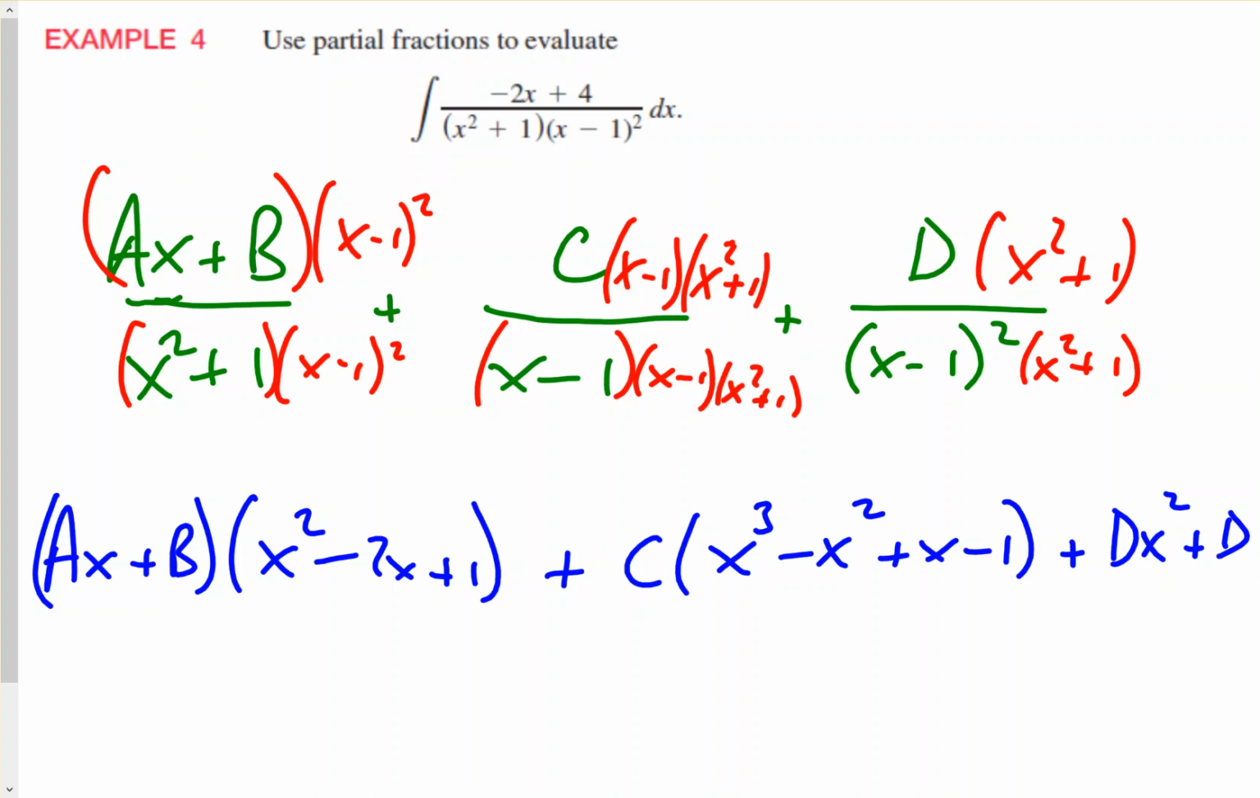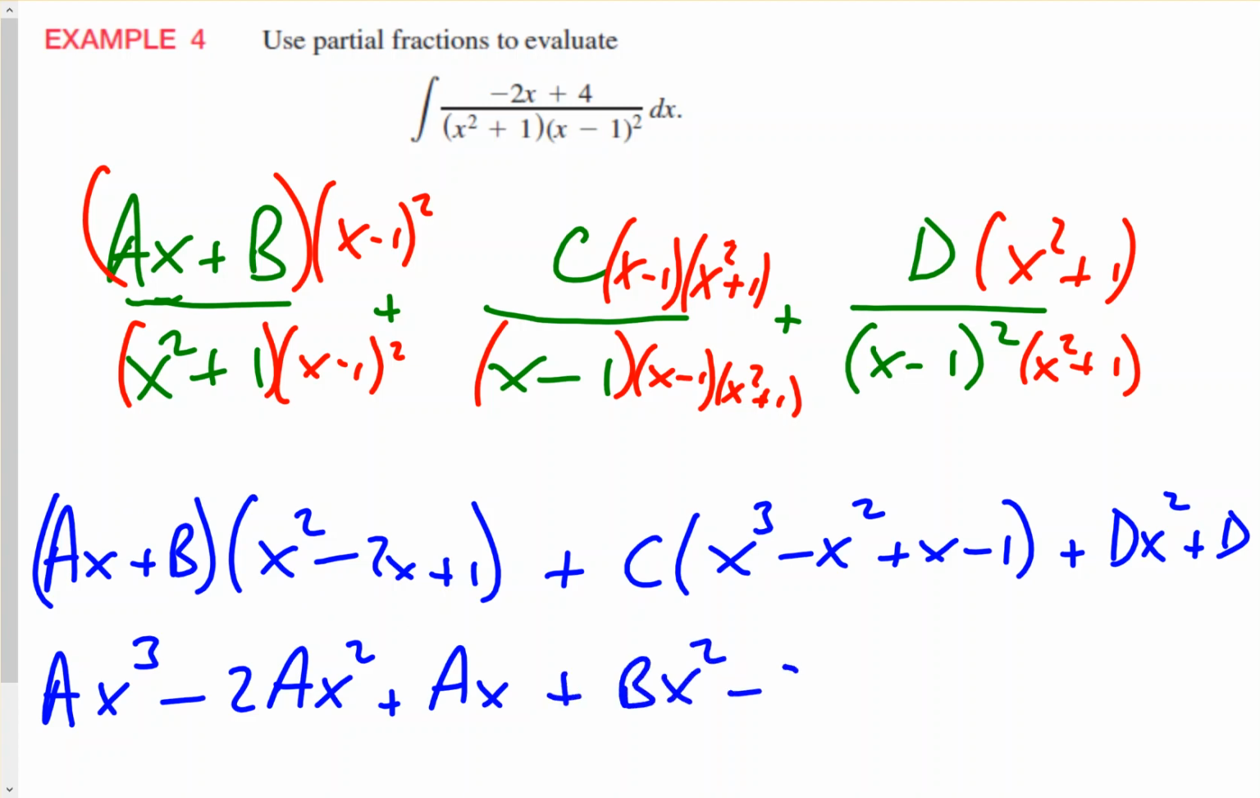Okay, for the ax plus b, we're going to have to actually multiply that out. So that'll be ax times x squared is ax cubed. Ax times negative 2x would be negative 2ax squared. Ax times 1 is ax. Okay, next do the b: plus bx squared minus 2bx plus b.